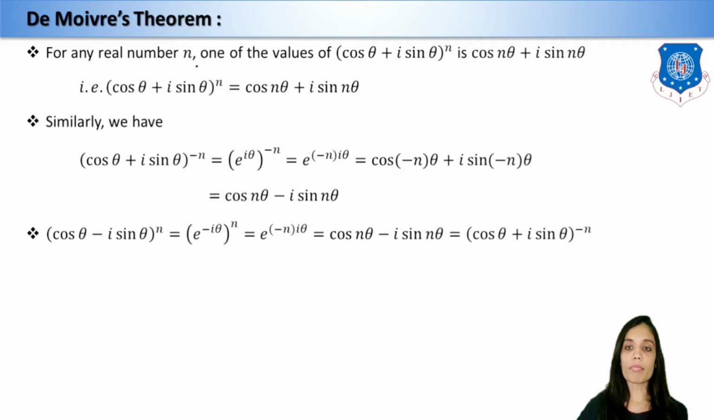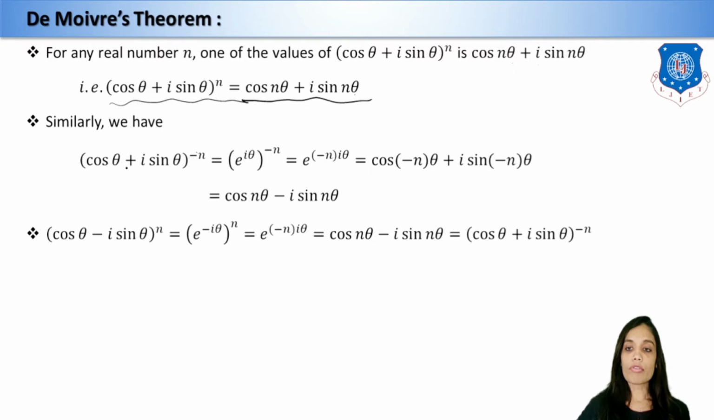For any real number n, one of the values of (cos theta plus i sin theta) whole raised to n is cos n theta plus i sin n theta. That is, we can write this as (cos theta plus i sin theta) whole raised to n equals cos n theta plus i sin n theta. Very important theorem.